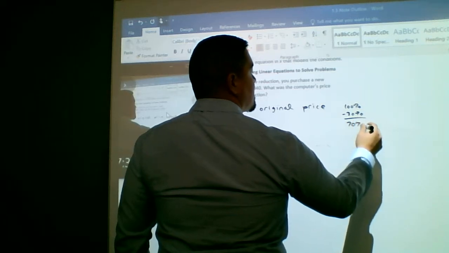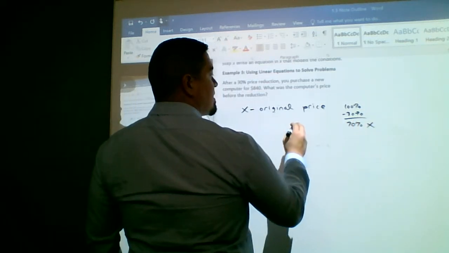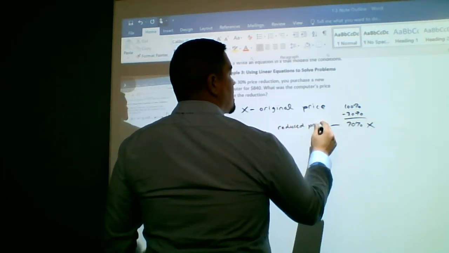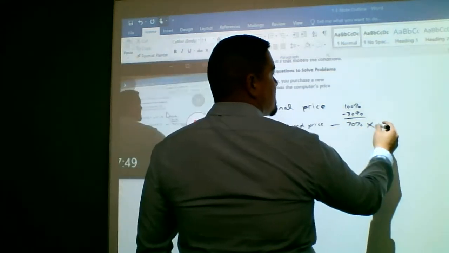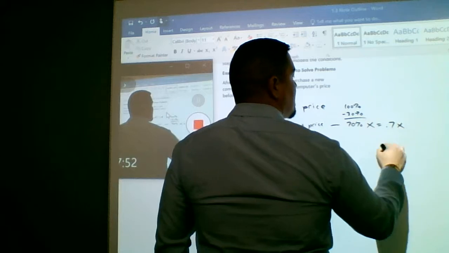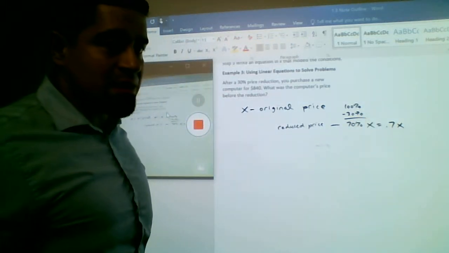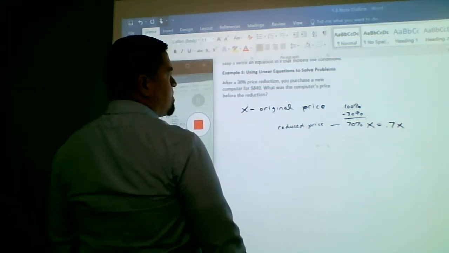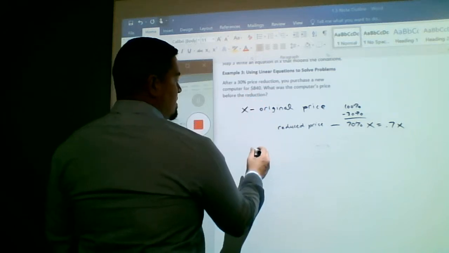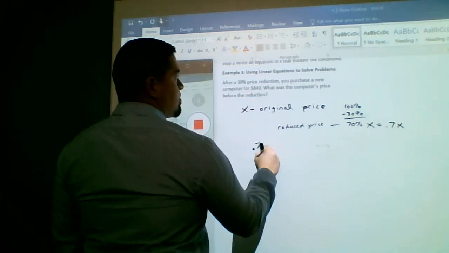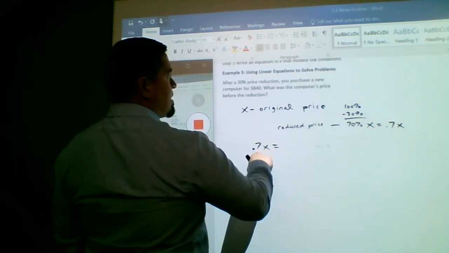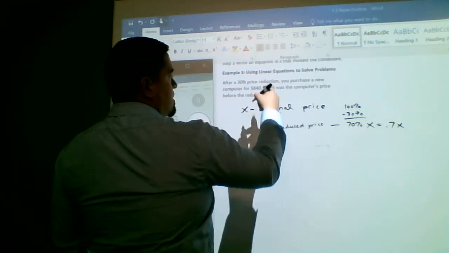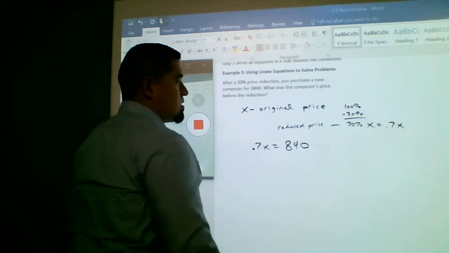So minus 30%, what do you get? You get 70%. That's the reduced price. Okay, 70% of x actually equals 0.7, because you divide by 100. 70% is equal to 0.7 times x. So after the price reduction, after the 30% off the original price, you get 70% of x, which is 840. That's the reduced price.